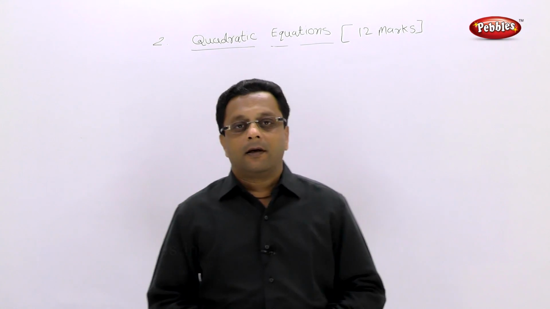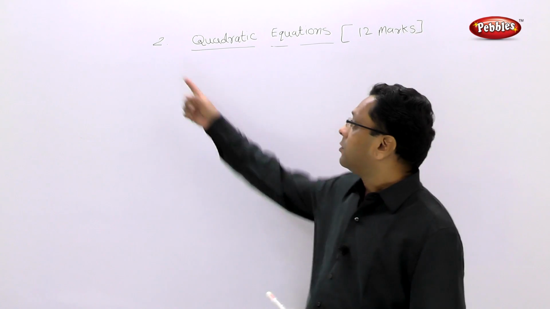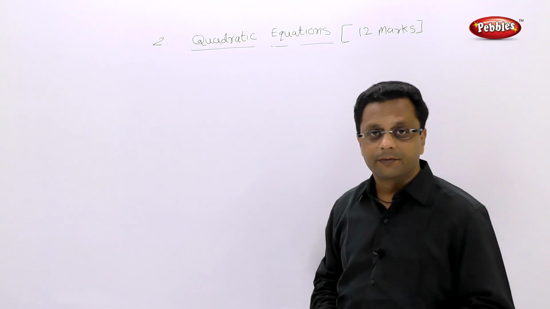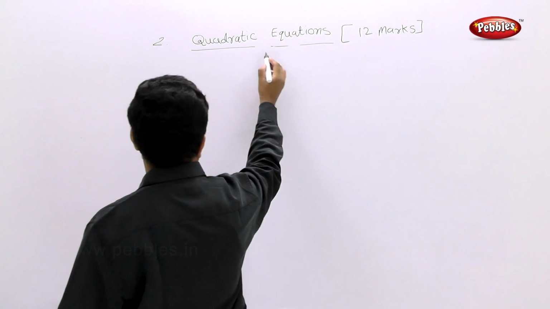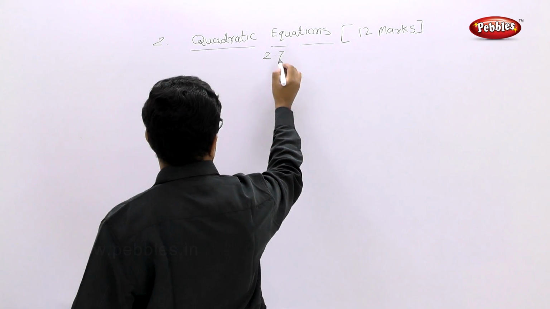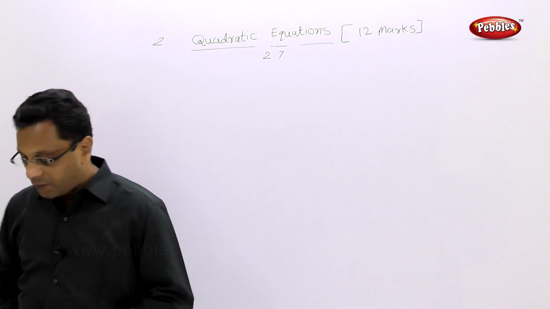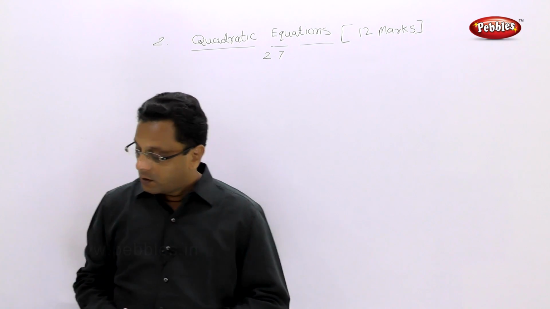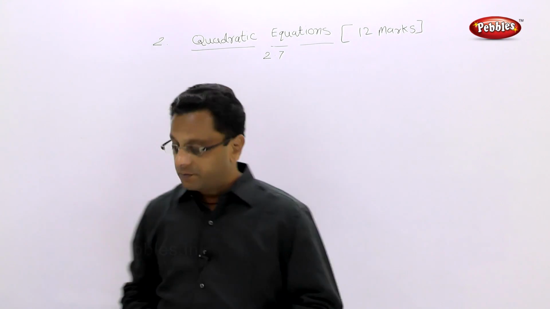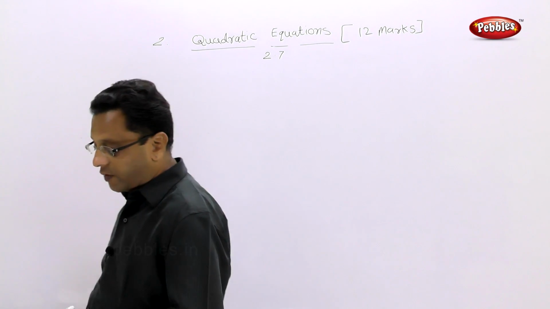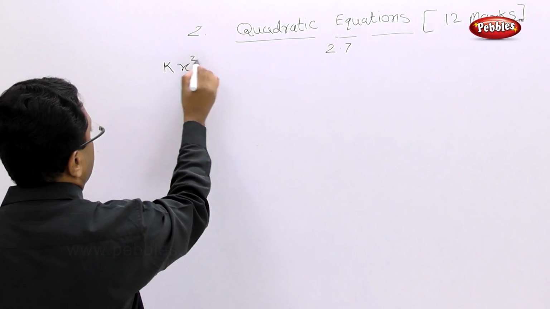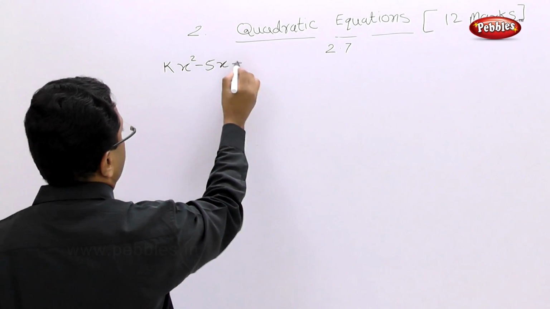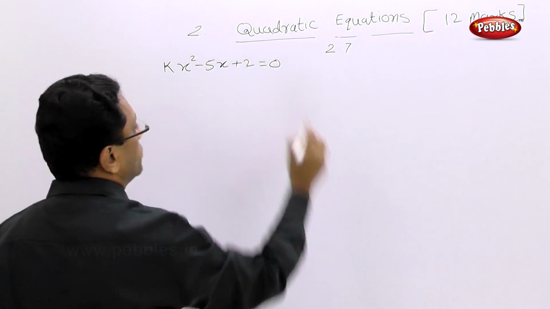Welcome back. Let us see now for quadratic equations exercise 2.7. The first sum is one quadratic equation is given, that is kx square minus 5x plus 2 equal to 0.